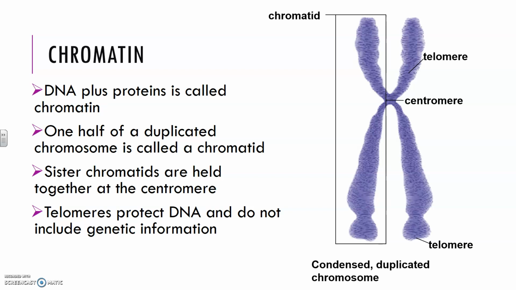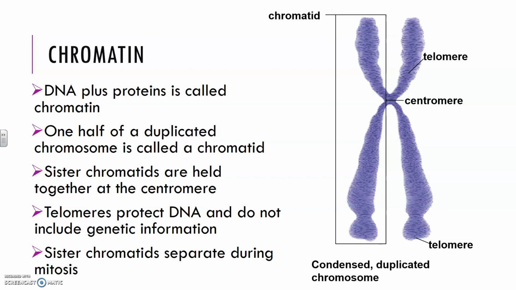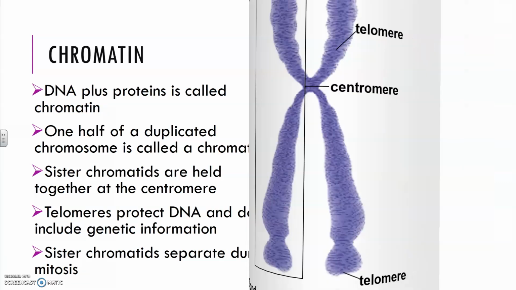Okay, so a lot of times if you see a lot of cell damage, it's happened because the telomeres were actually completely worn through. So there are no longer any telomeres and the ends are just exposed genetic information. Okay, now your sister chromatids will actually separate during mitosis, and that's how each cell gets its own copy of the DNA. Each cell gets a chromatid for each chromosome.